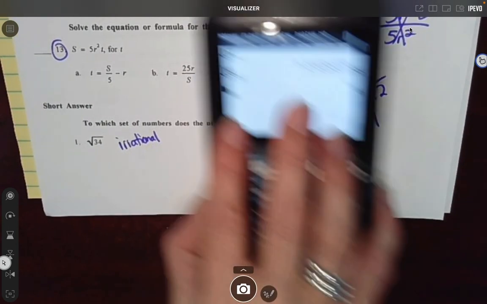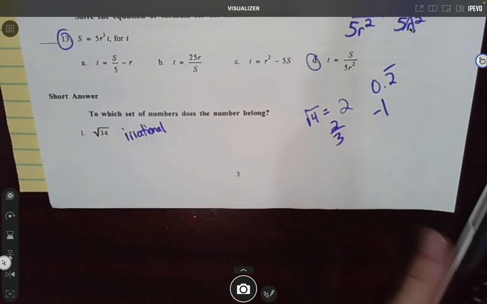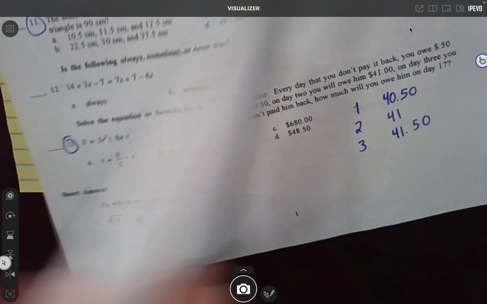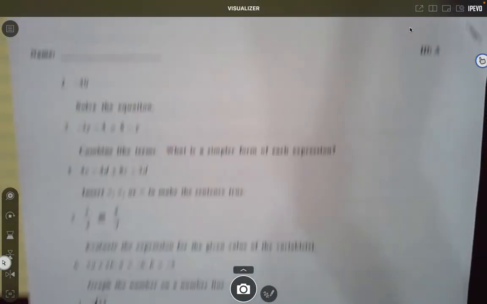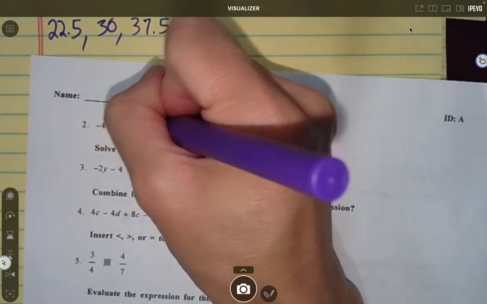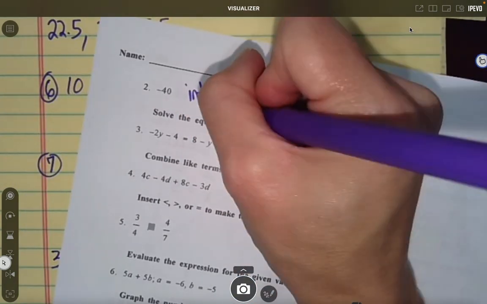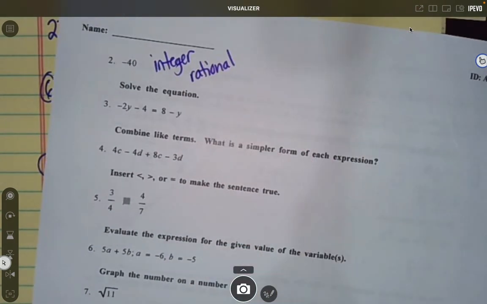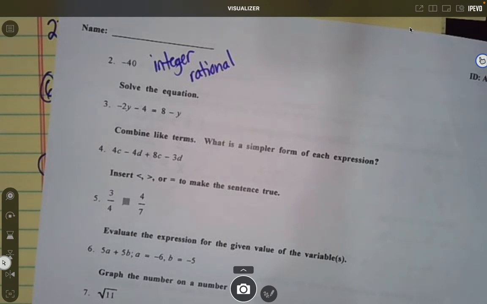Does that kind of help? Yeah? It's going to be just like this one. All right? What about negative 40? Integer. It's an integer. Very good. Is that on there? Nope, this one's not. It's an integer, and you could put rational, but it's definitely an integer. It is right. Yeah, it's rational and integer. But that one's not on there.